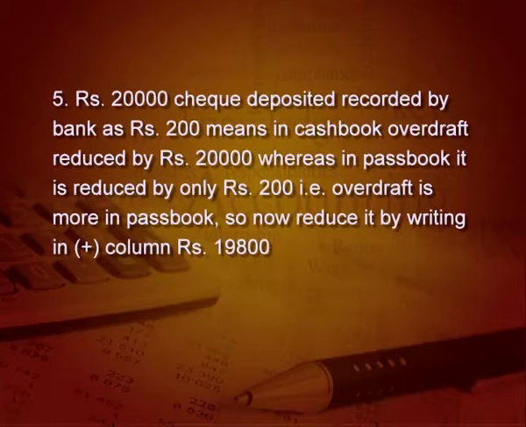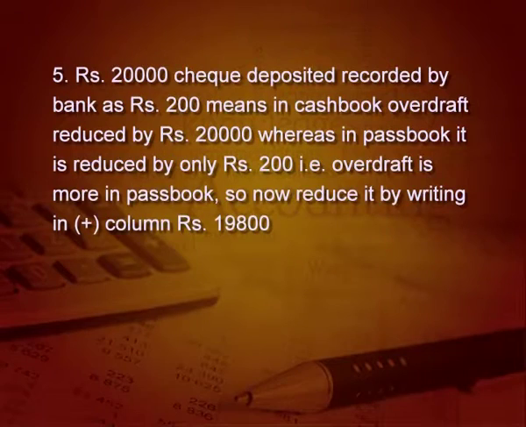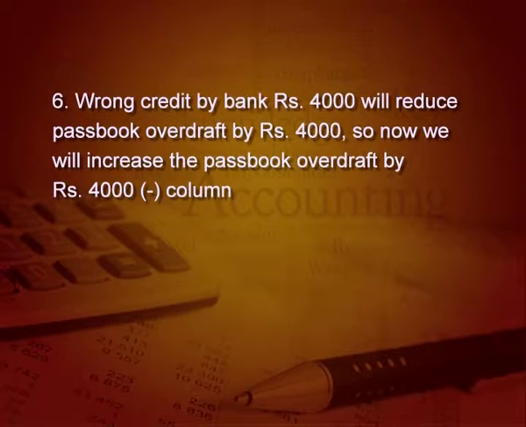Now, point number 5, 20,000 check deposited recorded by bank as 200 means in the cash book we have reduced the overdraft by 20,000, whereas in passbook we have reduced by only 200. So, overdraft is more in passbook. So, now you have to reduce it by how much? 19,800 by writing in the plus column. So, go to the plus column, write 19,800. Next point number 6 will be wrong credit by bank 4,000.